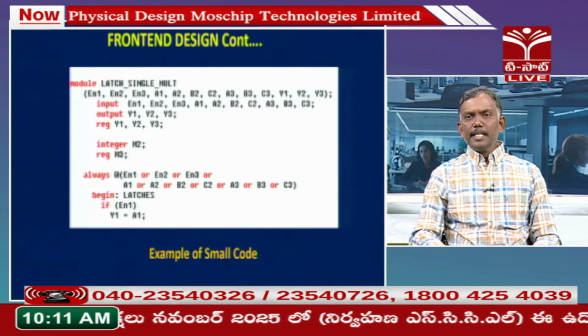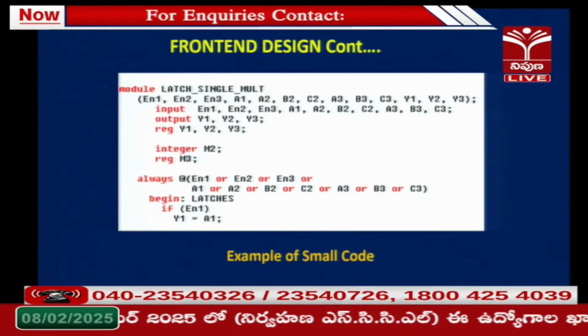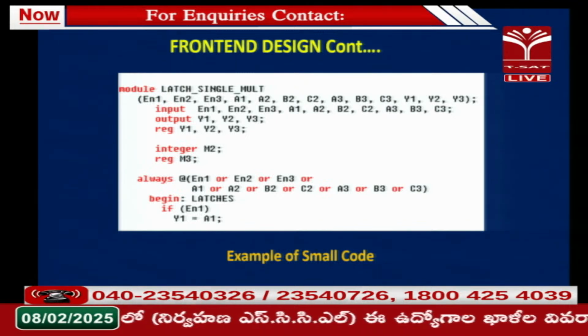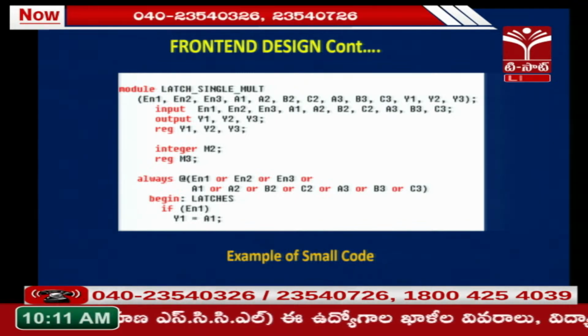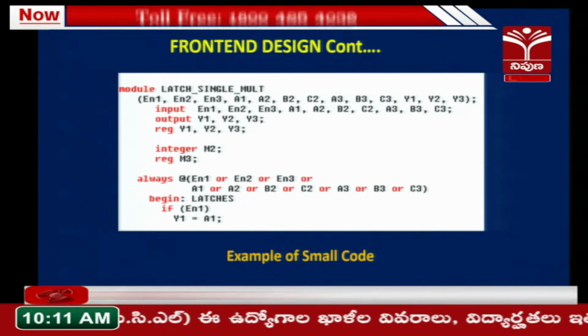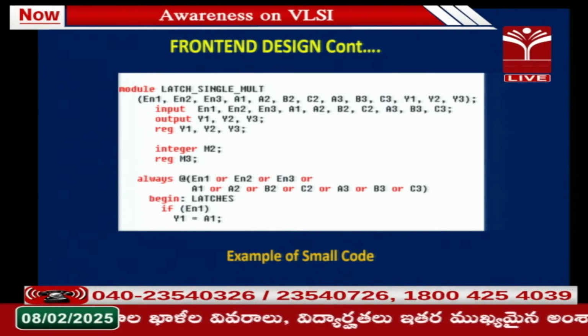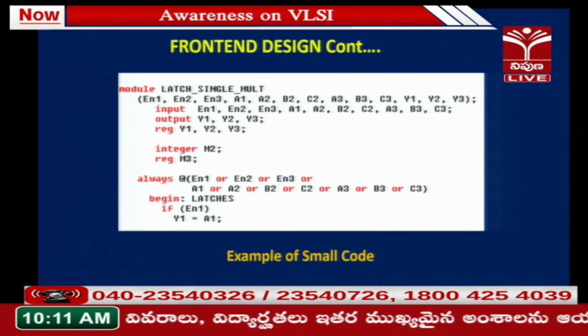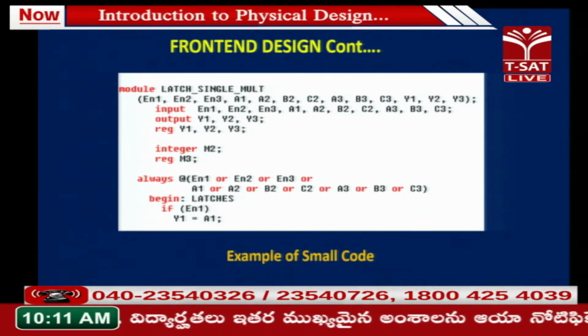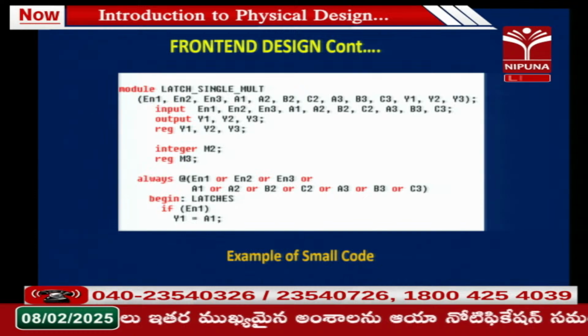I am showing a sample code of a simple design, how it looks like. HDL, RTL code. Our module name is latch single multi. It is a module name. Then what are the inputs and outputs? What are the different components in this RTL code? It's a simple, small code.